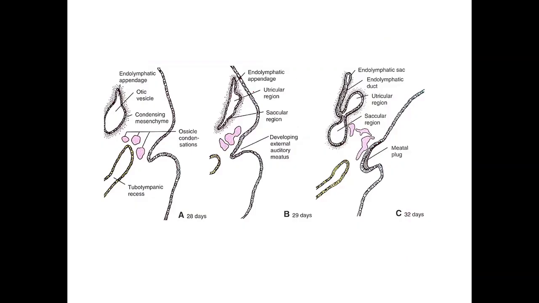And this otic vesicle is somehow going to differentiate into some structures. So what do we have here? It is going to form the endolymphatic duct, or first the endolymphatic appendage. From this vesicle we have some outpouching, so it's going to divide.